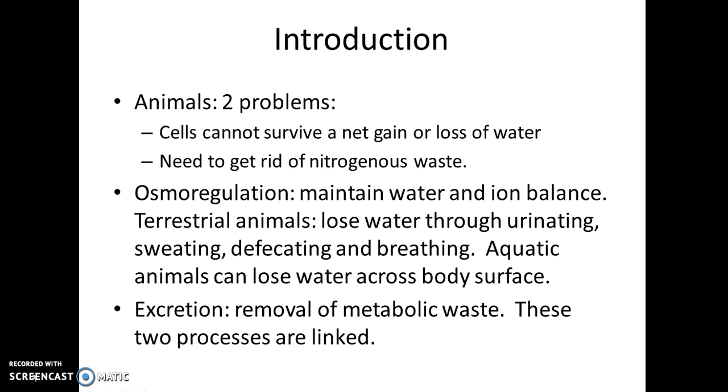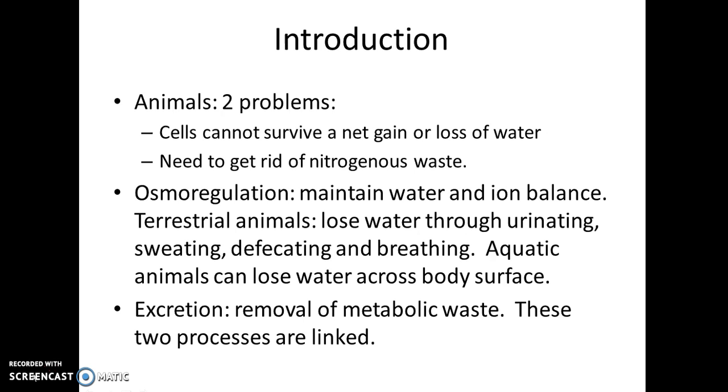Now, we are going to look at the body systems that maintain homeostasis, which is a balance. And hopefully, we'll do some comparative anatomy so you know how it changed over time to be what it is today in humans. So in order to introduce the excretory system, we're going to talk about the two problems that animals had to solve when they moved on land.